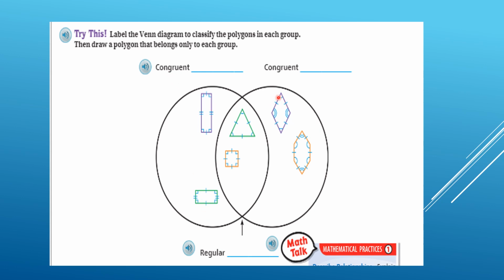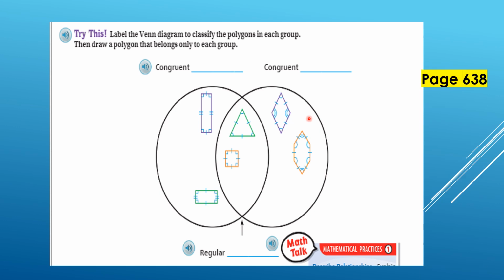Now let's look at those two shapes in the right side. Students, look closely. What do these two shapes have in common? Congruent what? Congruent blank. It means what equal things do these shapes have? Do they have congruent sides or congruent angles?